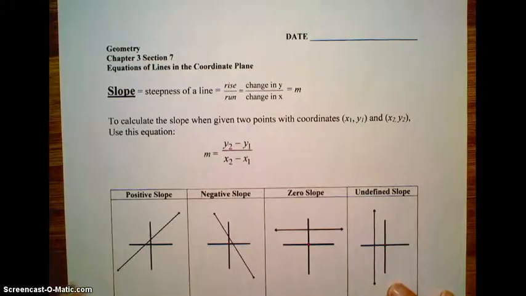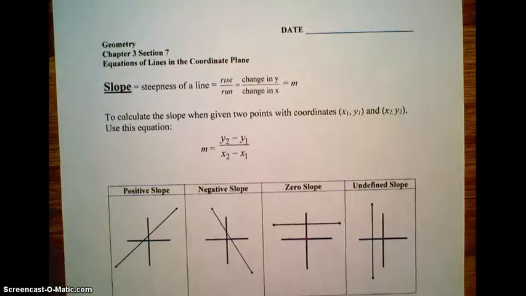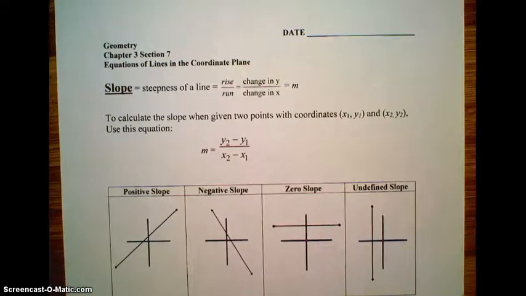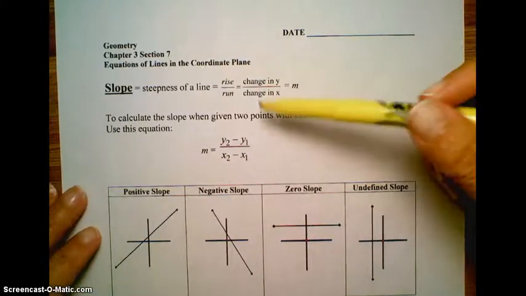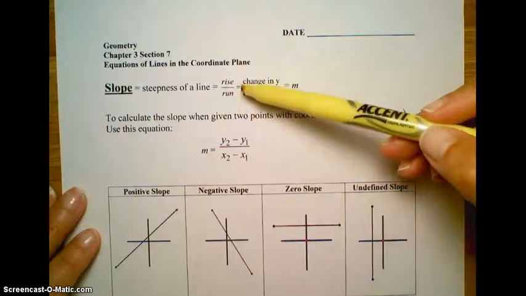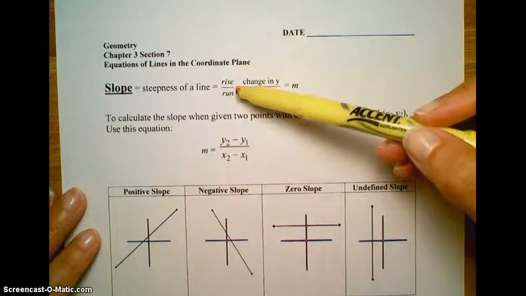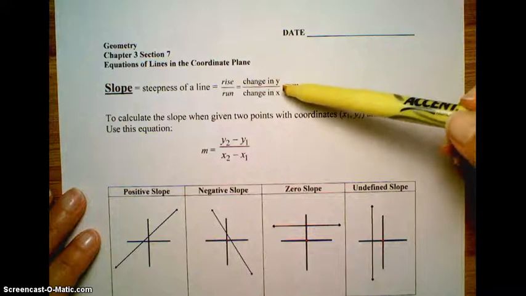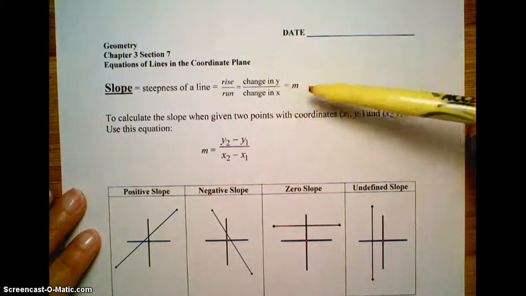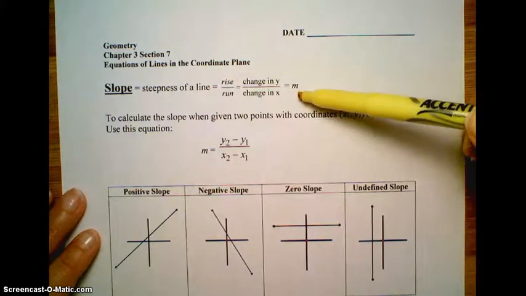Hey geometry people, welcome to chapter 3 section 7 where we're talking about equations of lines in the coordinate plane, and we're going to start off by talking about slope. What's important about slope, of course, is it's the steepness of the line. I know everybody's favorite definition is rise over run. It's also change in y over change in x. And then the variable we use for slope is m.